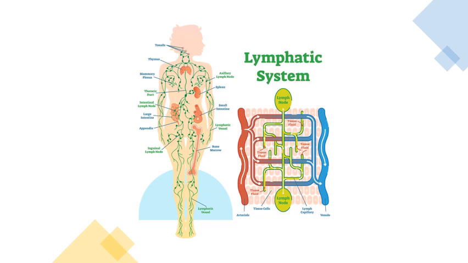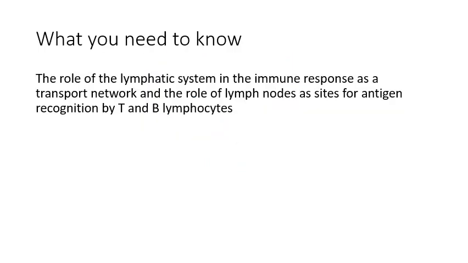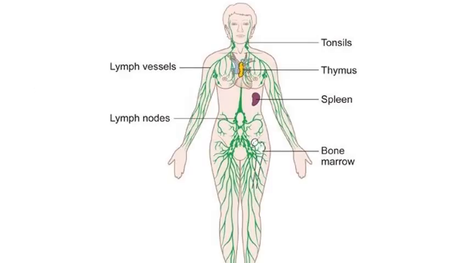Hey everyone, in this video today we'll be looking at the role of the lymphatic system. Specifically, we need to know what the role of the lymphatic system is in relation to the activation of our B and T cells from our third line of defense, and how the lymphatic system is used to transport and store our immune cells.